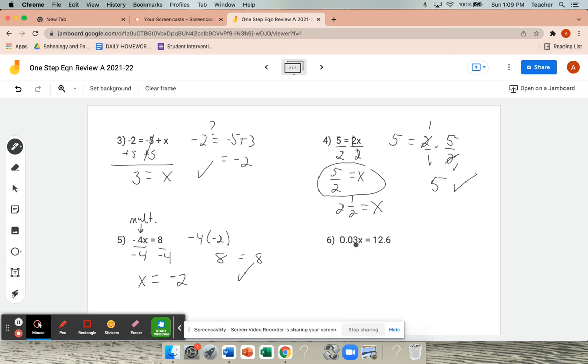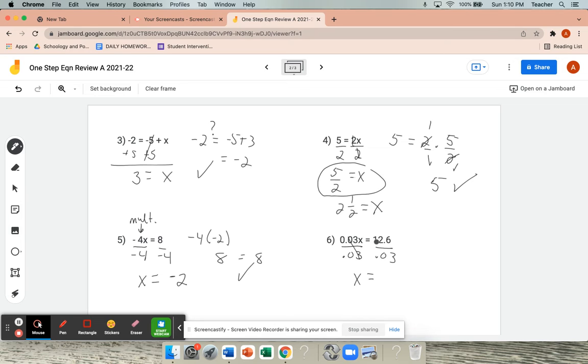Here's number 6. 0.03 times x. We have to divide by 0.03 and divide by 0.03. Don't let the decimals throw you off. So this side would be x equals.